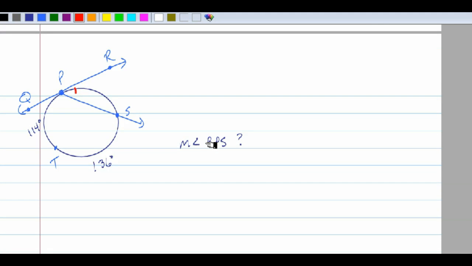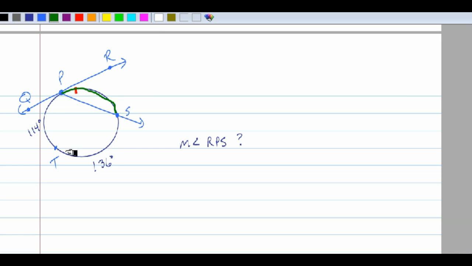Let's look for this angle RPS. Let's just call it angle 1 right now. That's what we're looking for. In order to figure out this angle measure, we need to know how long that arc is. What's the degree measure, I should say. Not how long, but what's the degree measure? How are we going to do that?